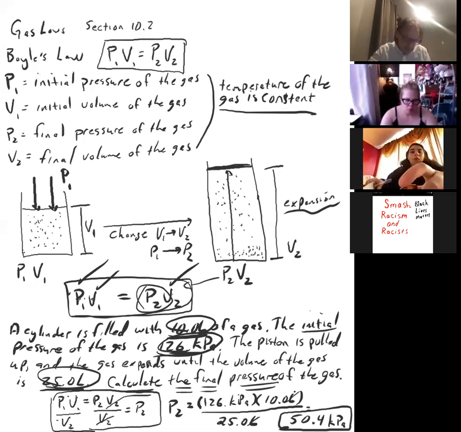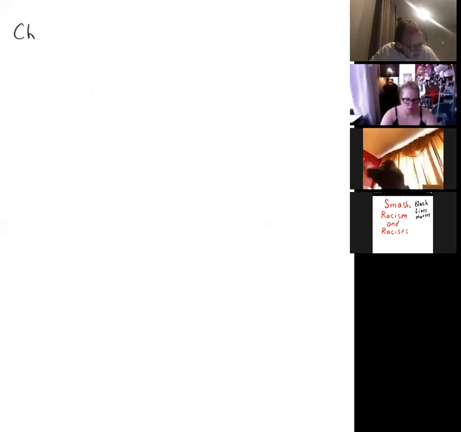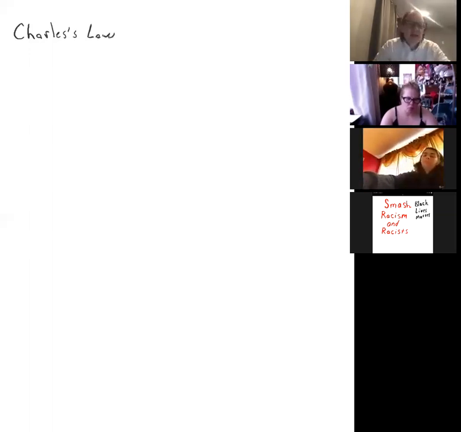The next one is what's called Charles's law. Again, this is still section 10.2, I guess. All these gas laws are in the same section. So Charles's law. This one is the relationship between volume and temperature.